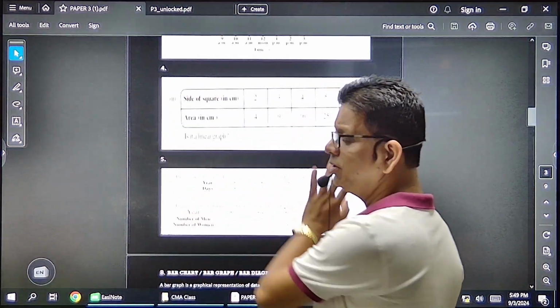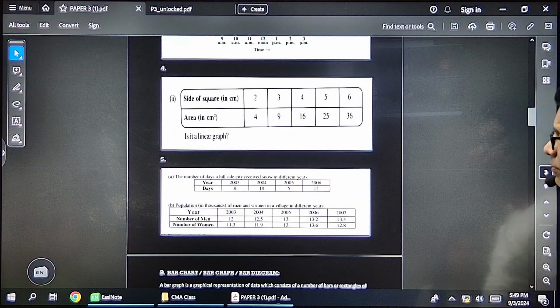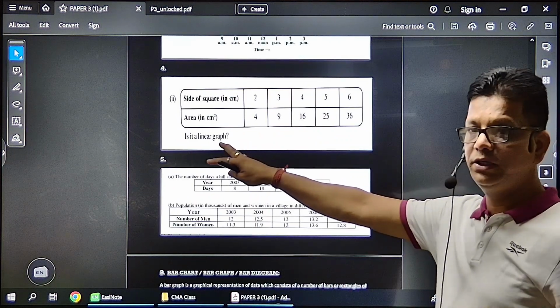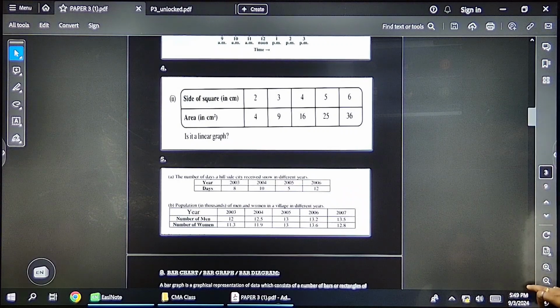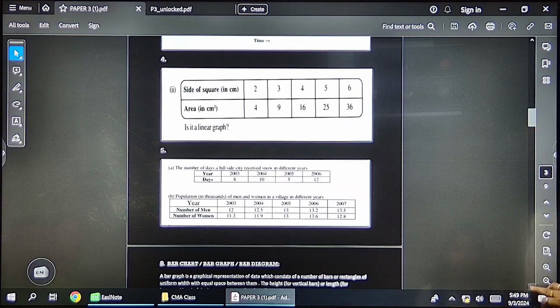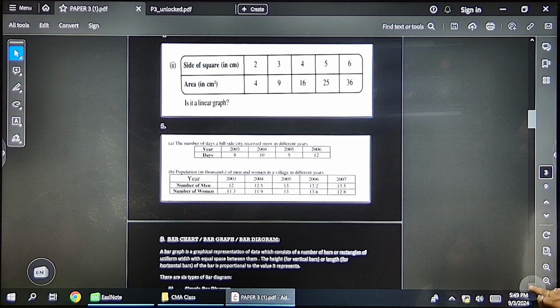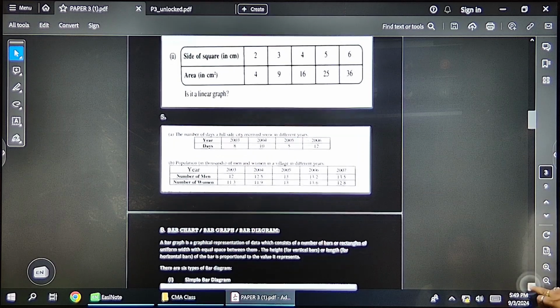So this is a question: suppose we'll be plotting them and we see whether we get a straight line or not. If you get a straight line, it is a linear graph. If not, if it is not straight, it is not a linear graph. So plotting, I think you have done before, yes or no? In school?